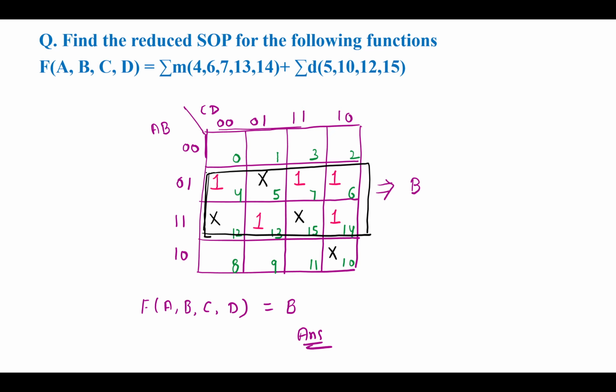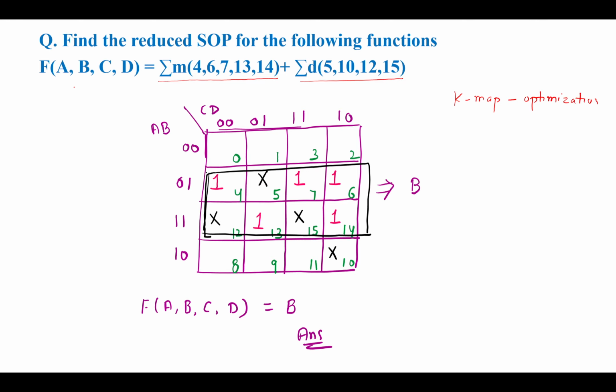So the first question: here I have given you some functions. In this function there are some minterms and some don't care conditions. So here you have to reduce this SOP expression by Kmap. The Kmap is actually used for the optimization.